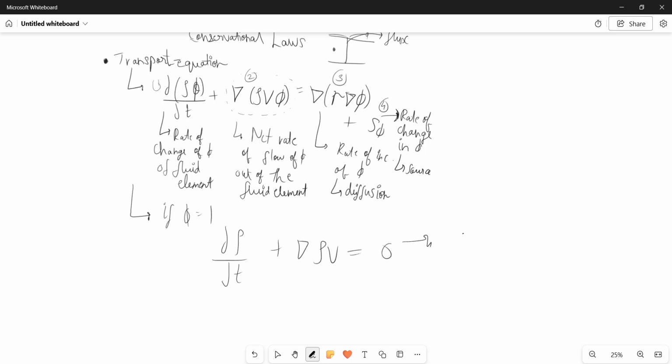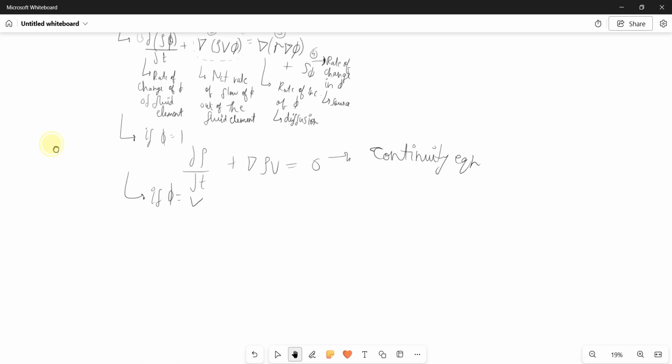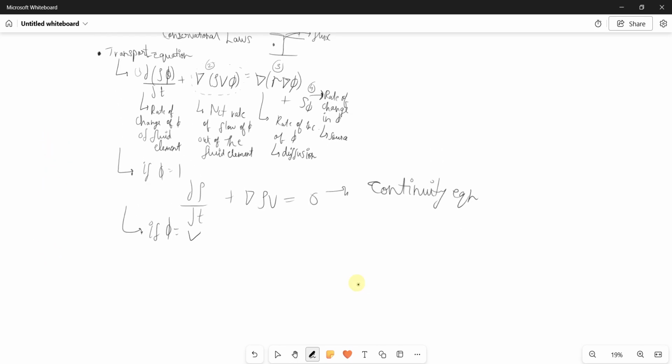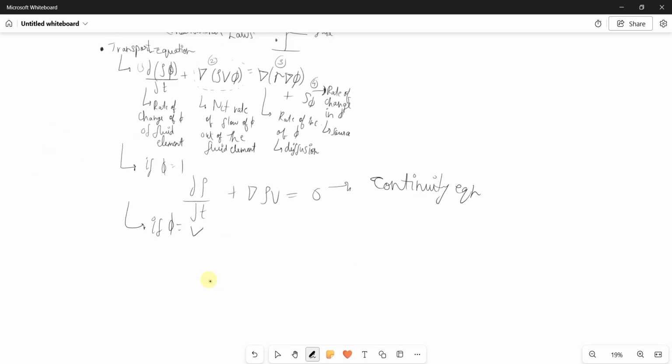Now this is your continuity equation. Now if you put φ equals v, I'll just go down. Okay, a bit up, such that the equation is seen. I'll just write it here.